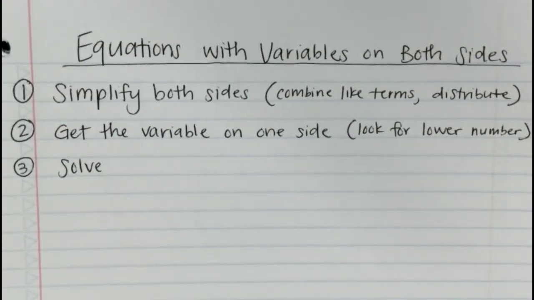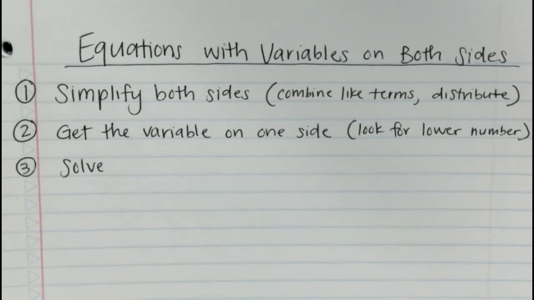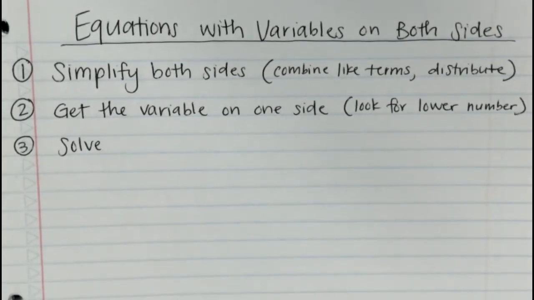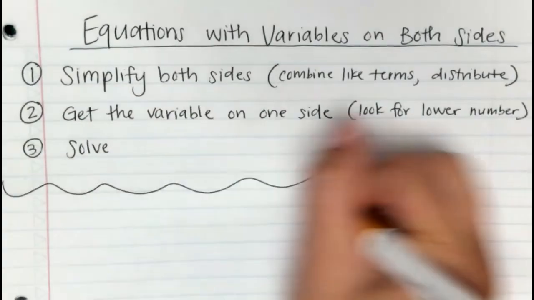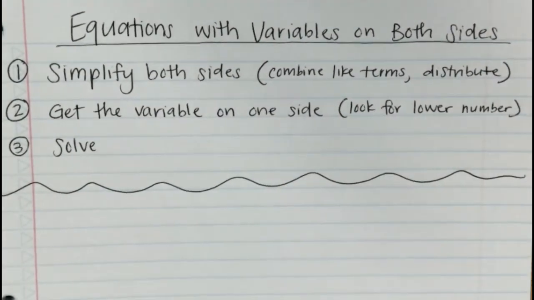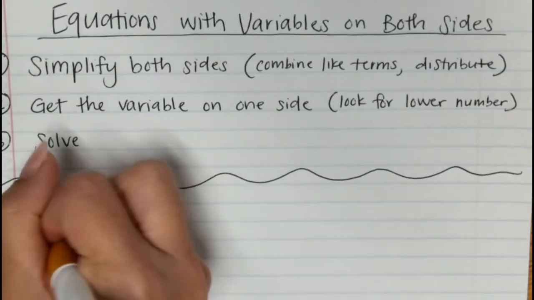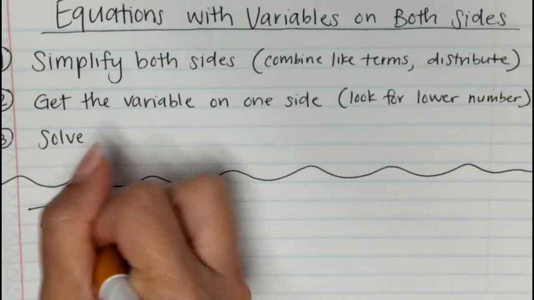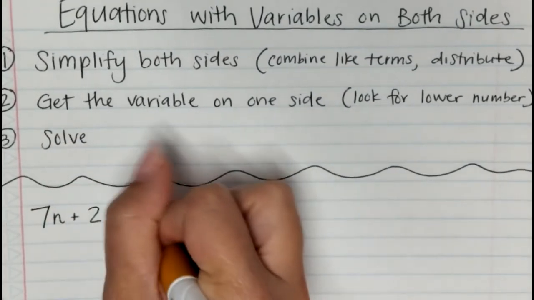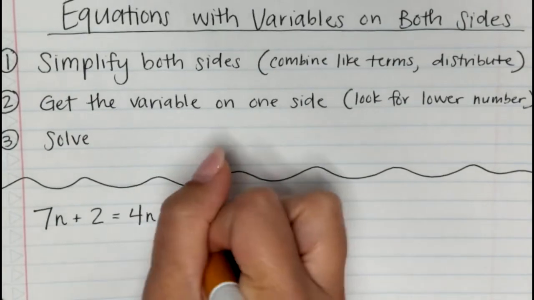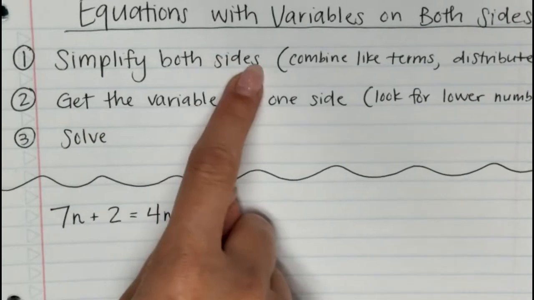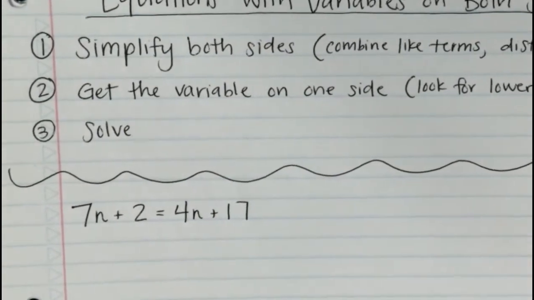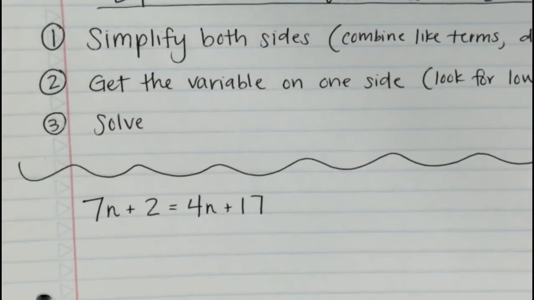Feel free to pause here if you want to catch up on these notes. I'm going to do some examples of some equations with variables on both sides. So let's say you have 7n plus 2 equals 4n plus 17. So what you need to do first is simplify both sides. So look for if you need to combine like terms or distribute.